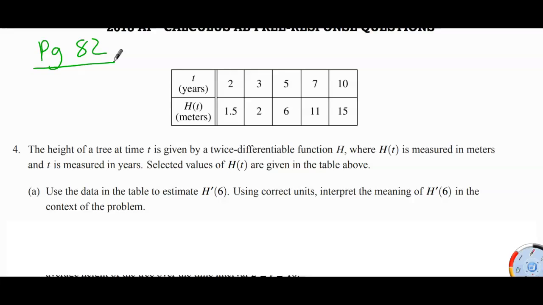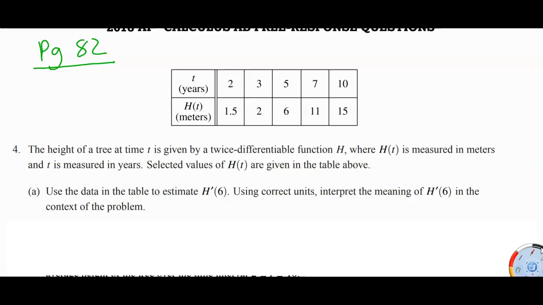So here we go. Change my pen color here. I don't like the green. All right, the height of a tree at time t is given in a twice differentiable function h, where h of t is measured in meters and t is measured in years. Selected values of h of t are given in the table above. Use the data in the table to estimate h prime of 6, and using correct units, interpret the meaning of h prime of 6 in the context of the problem.